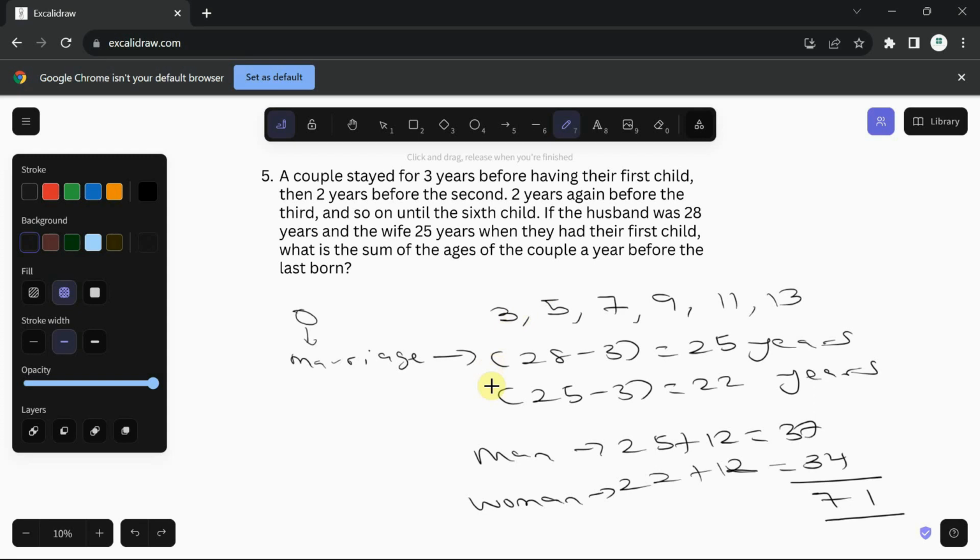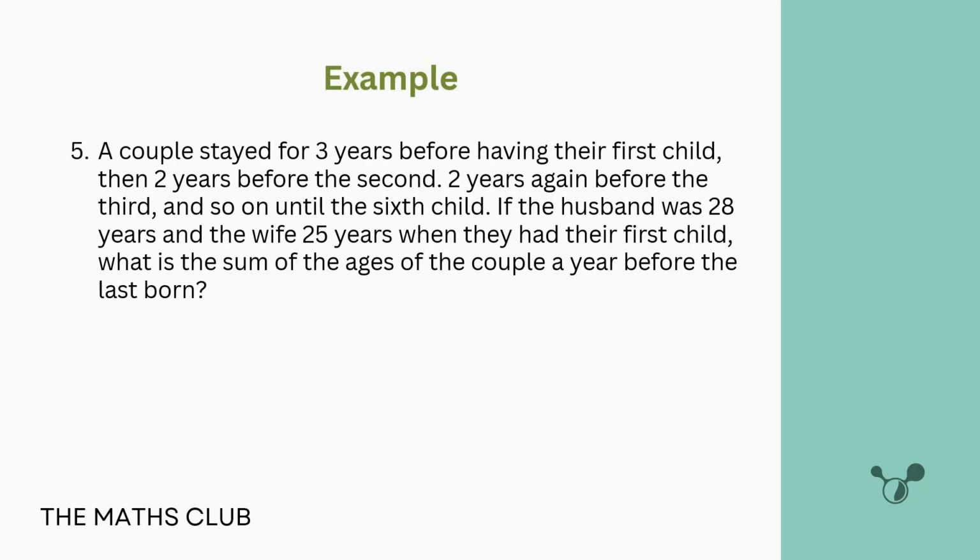This question is more of logic than actual calculation, right? If you just know that it took 3 years for them to have the first child, then that means that at the point of marriage they were 25 and 22 years. So 12 years after, by the time you add 12 to each of the ages, you know that total age is 71. Great, 71 years, so then we're correct.